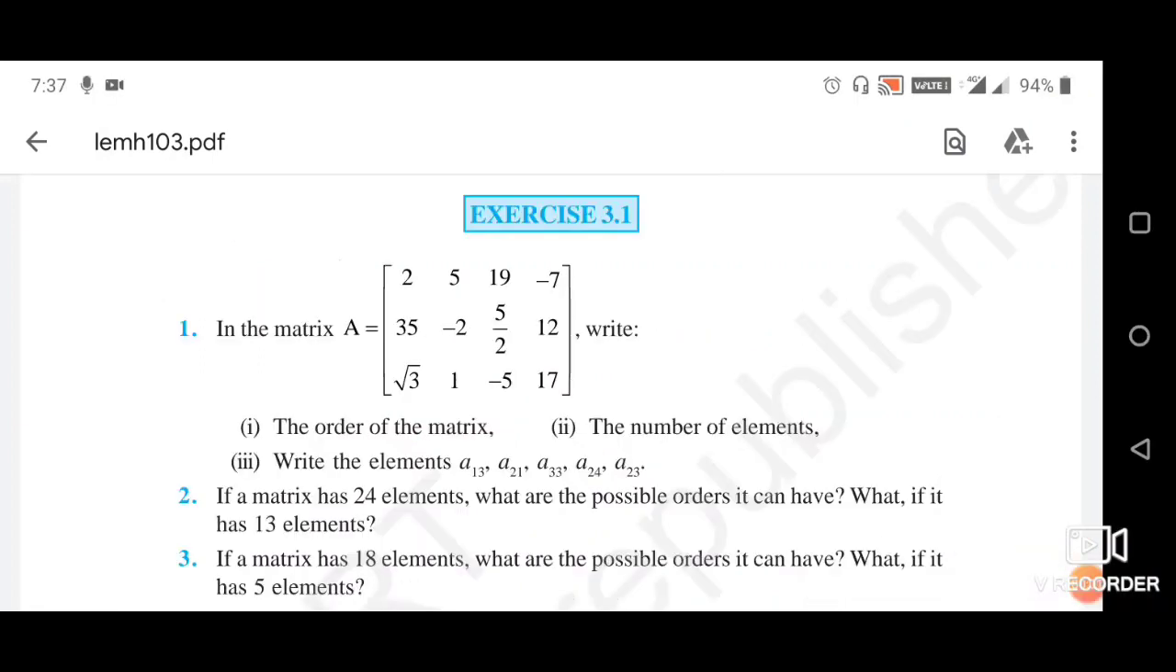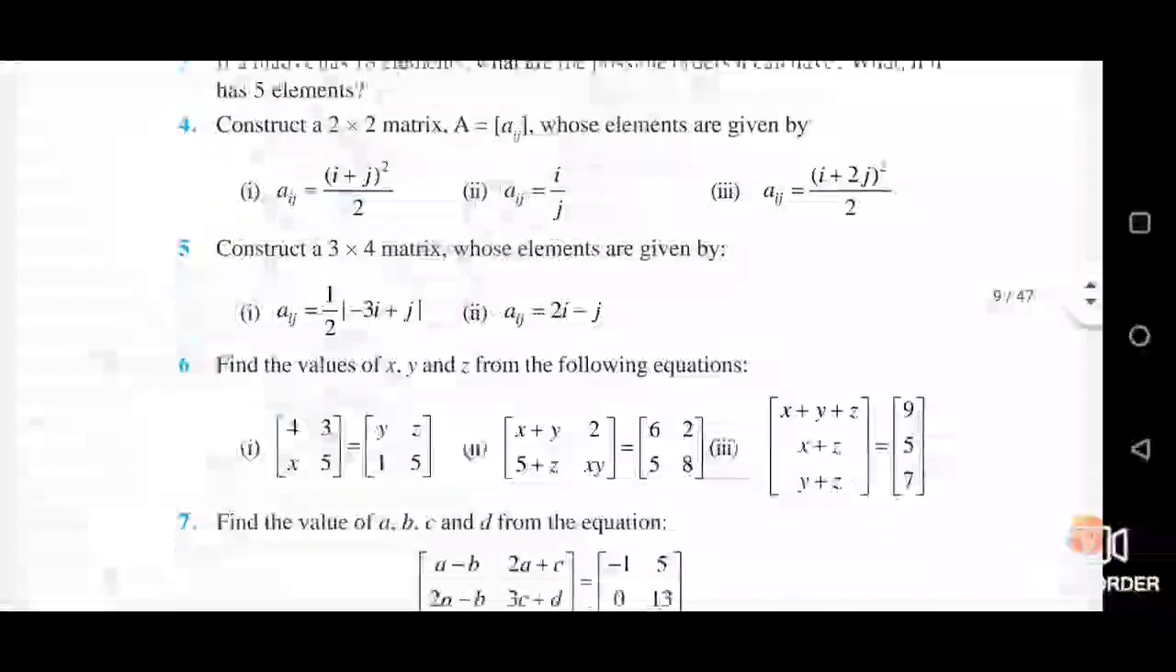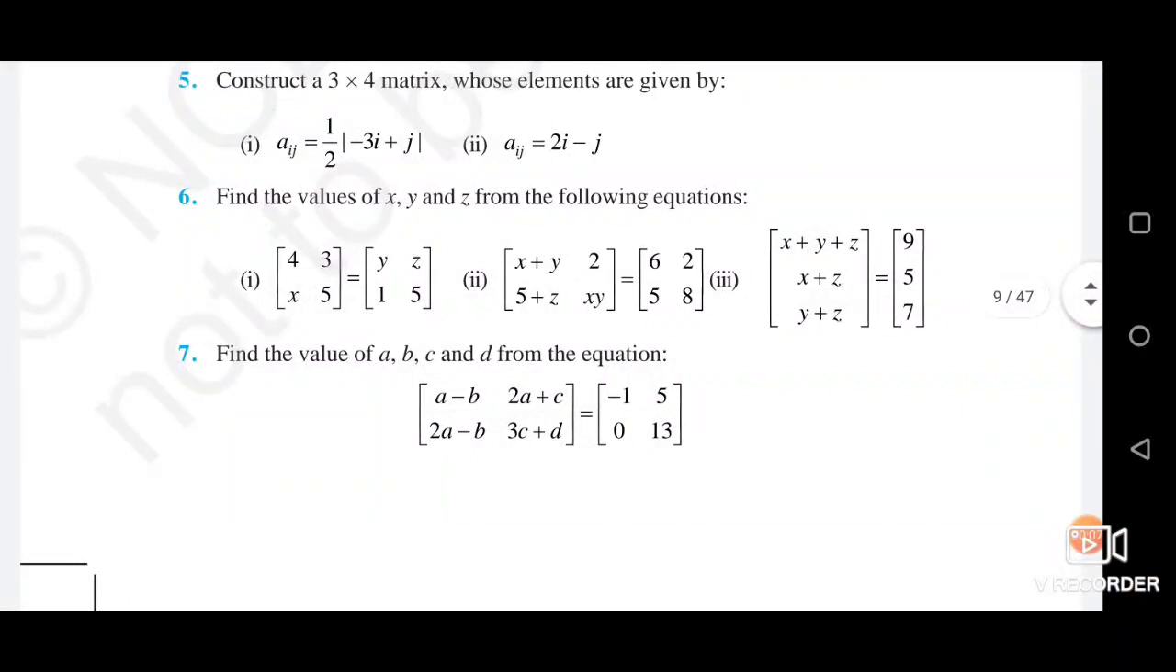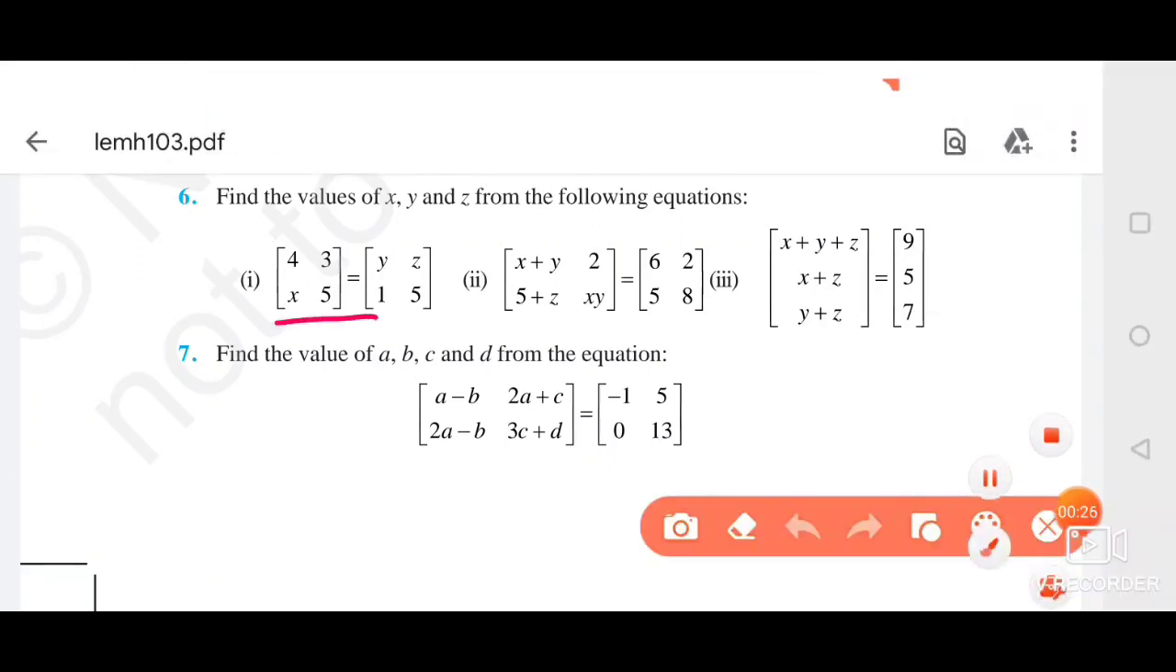So let us move to exercise 3.1, where up to question number 5 we have discussed. Now question number 6. Find the values of x, y and z from the following equations. So in question number 6, 3 questions are given. In each question of question number 6, each matrices of order 2 by 2, 2 by 2.